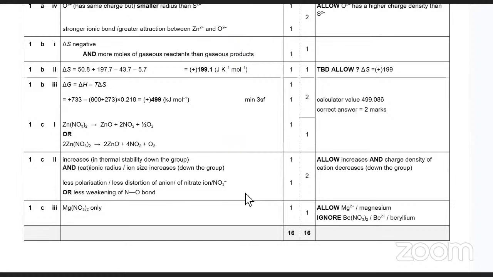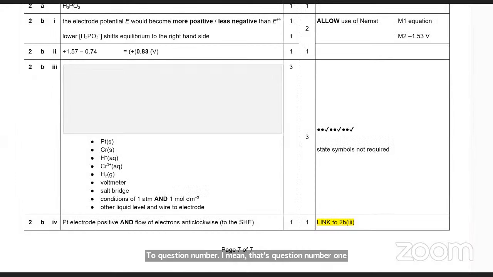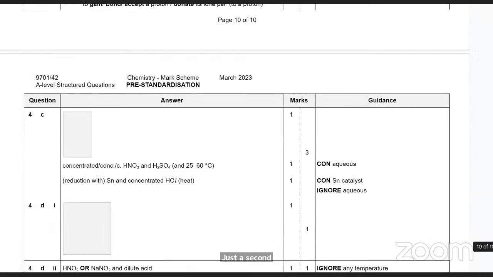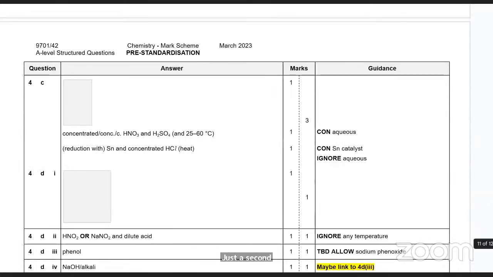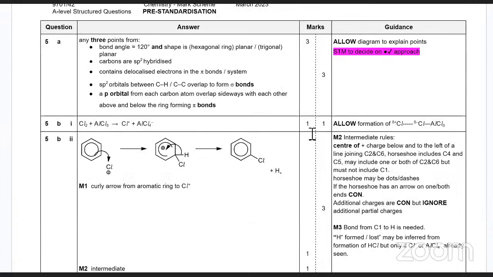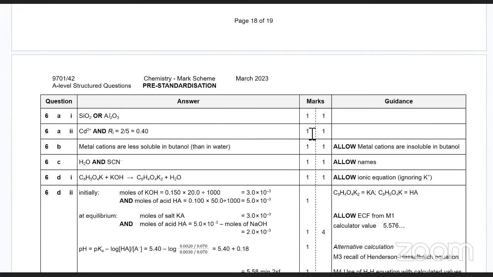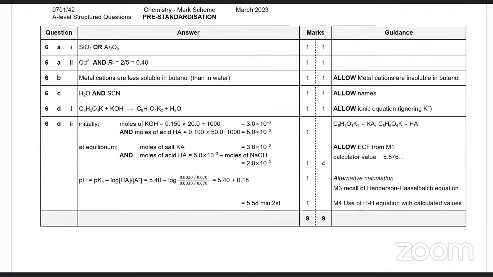Okay, so this is question number 1. Just a second. Okay, they just had to tell you it's 205.4, so that's the answer for this. And that's it, that it's soluble in butanol. That's it. So next one.